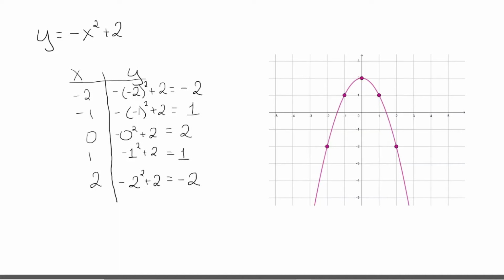I can then plot these points and connect the dots. My first one, when x was -2, y was -2. When x is -1, y is 1. When x is 0, y is 2. When x is 1, y is 1. And when x is 2, y is -2. And connecting the dots, we have this curve here.